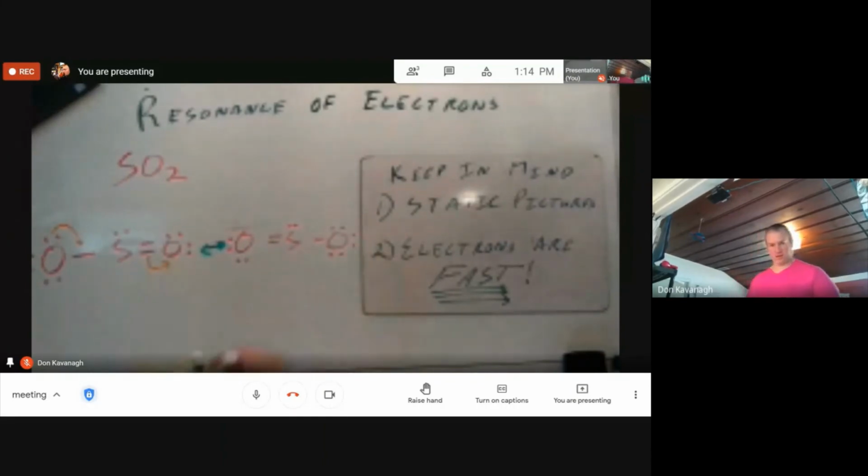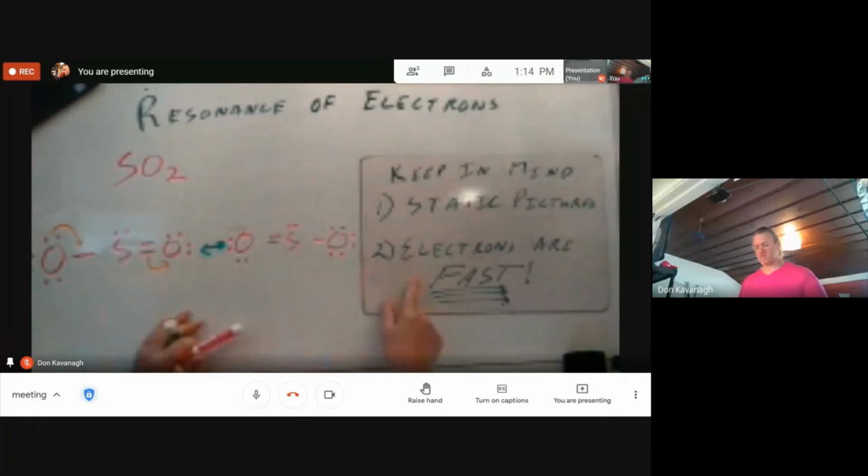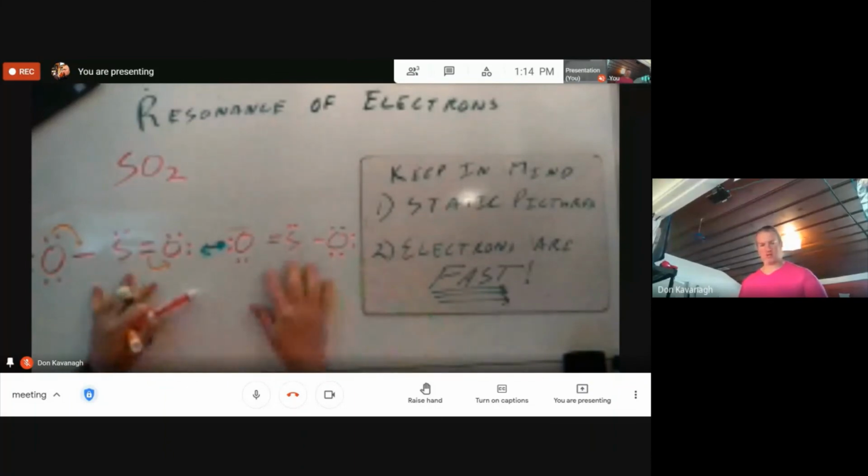This picture here still has 18 electrons. It's still a good Lewis dot structure for SO2. These are said to be in resonance with each other because of the movement of electrons. And because these images are static and because electrons move so fast, we need multiple images to show these multiple good structures showing where electrons are coming from and where they're going.